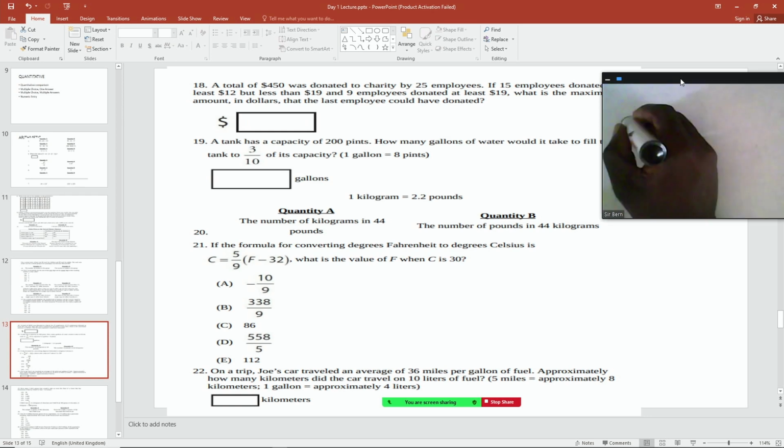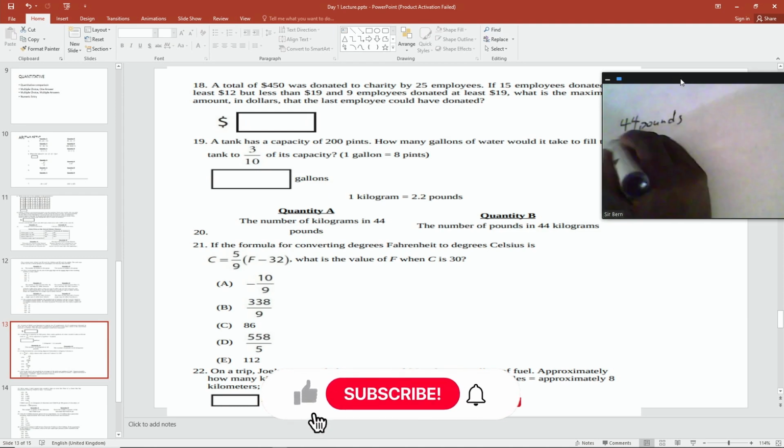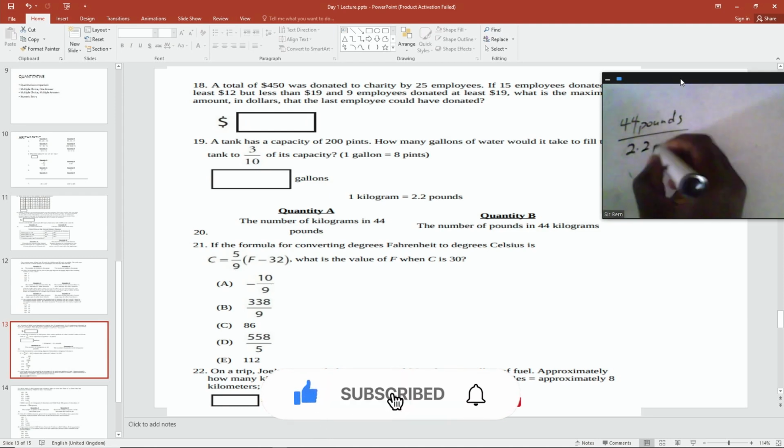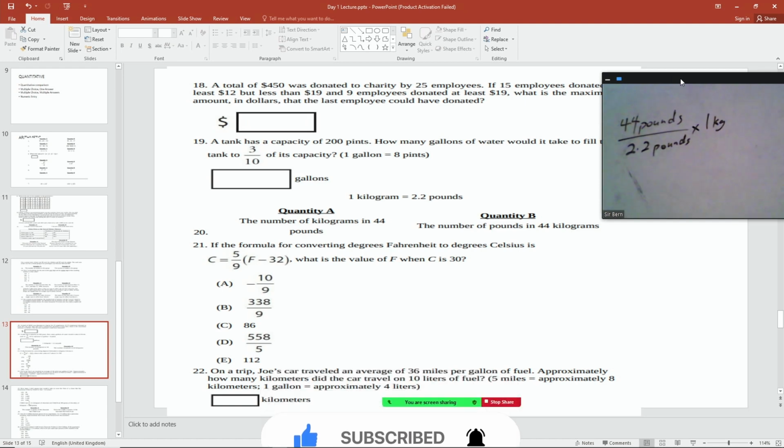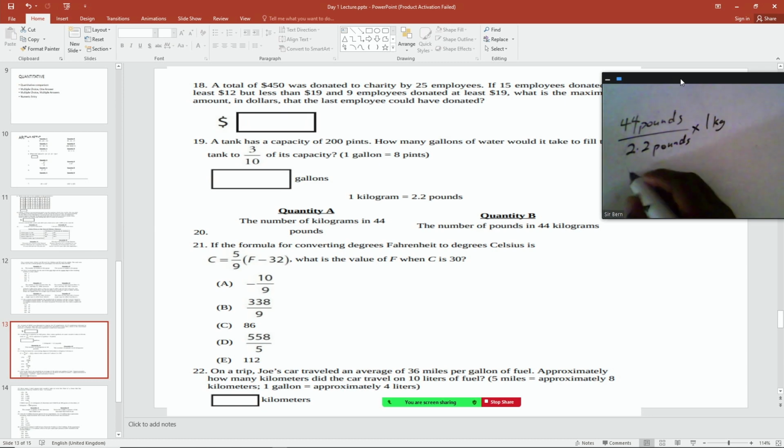Question 20. Question 20 is telling us that 1 kg is equal to 2.2 pounds. For quantity A, the number of kilograms in 44 pounds, we divide 44 by 2.2. For quantity B, the number of pounds in 44 kilograms, we multiply 44 by 2.2, which will give us way more. So quantity B will be greater because 44 is being multiplied by 2.2, but for quantity A it is being divided by 2.2. So quantity B is greater for question 20.